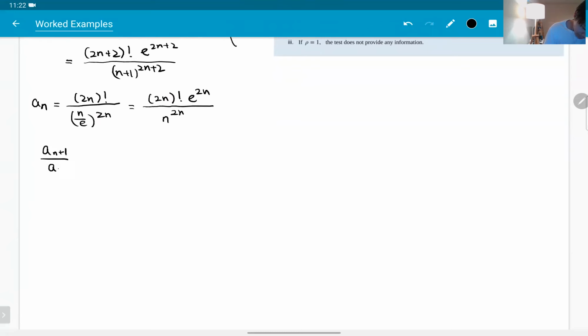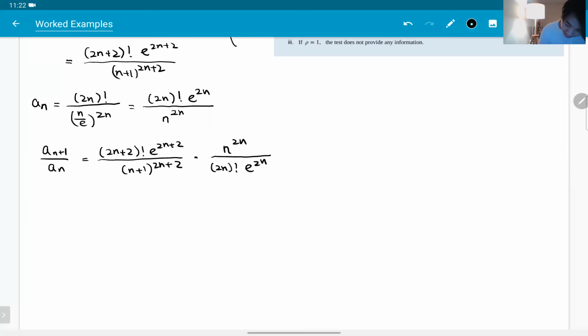A n plus 1 over a n is equal to, well, let me just copy down what a sub n plus 1 is. Now, dividing by a n is multiplying by its reciprocal. So the reciprocal of a n is n to the 2n over 2n factorial e to the 2n. So let's see how we can simplify this. You see, we have e to the 2n plus 2 and e to the 2n. Well, that gives us e squared.